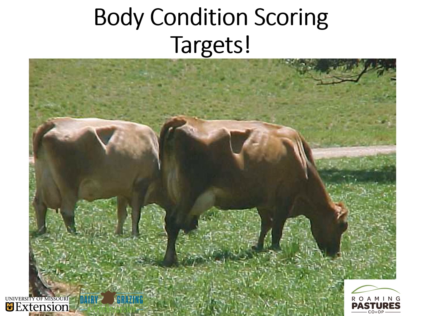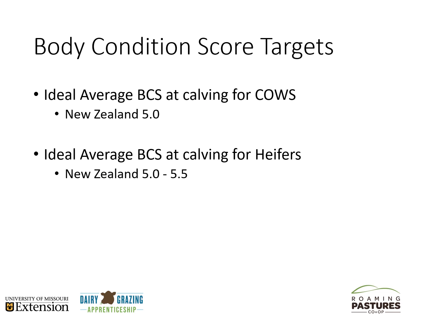Okay, we now have learned the parts of the cow and we've learned how to condition score the cow. Now let's continue on and talk about what does all that mean and how do we put it together. So when we're looking at a herd, we're going to have certain targets. And our ideal body condition score for calving is going to be a 5.0.